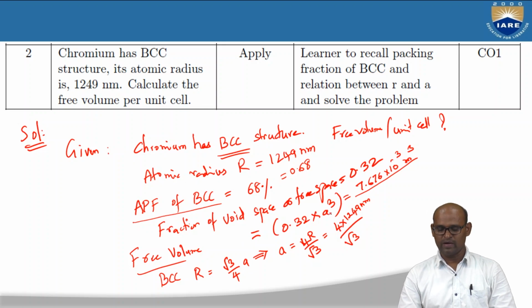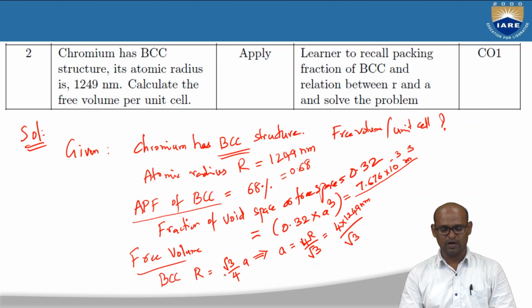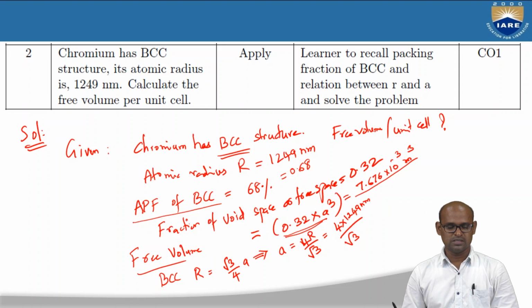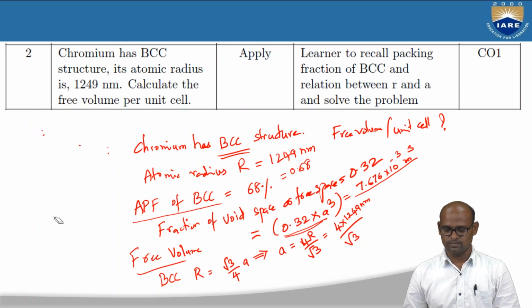But I do not know the value of a, but they have given the atomic radius. So using the formula of atomic radius for BCC, square root 3 by 4 into a, I can calculate a, which is 4R by square root 3. And once I know the value of a, I substitute it in this free volume formula, and I got the answer as 7.676 into 10 power minus 3 meter cube. So this is the free volume per unit cell in chromium which has BCC structure.